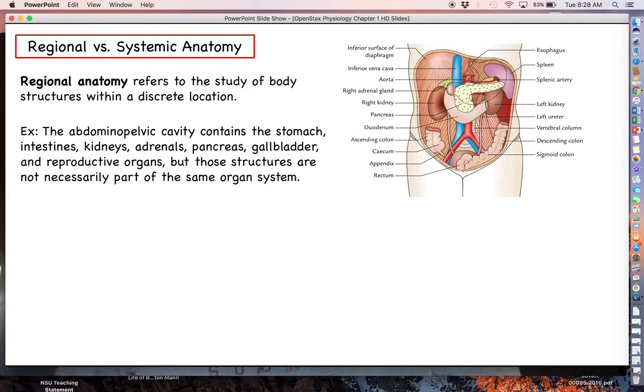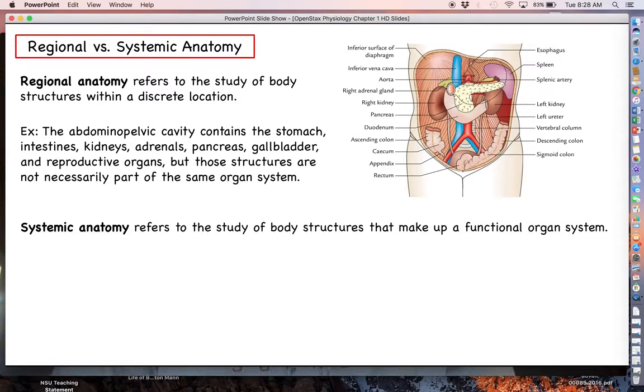So if we wanted to study things on a regional basis, we would basically pick a place in the body and then just study everything that happens to be in that place altogether. My opinion is that's not necessarily the best way to go about it. So what we're going to do is study things on more of a systemic basis.